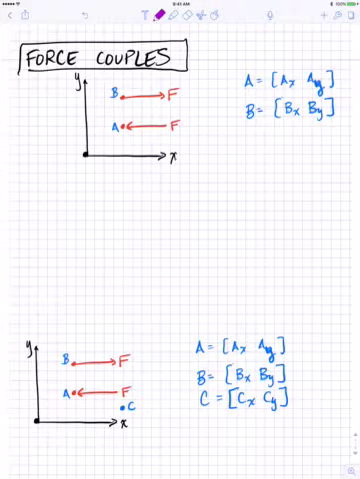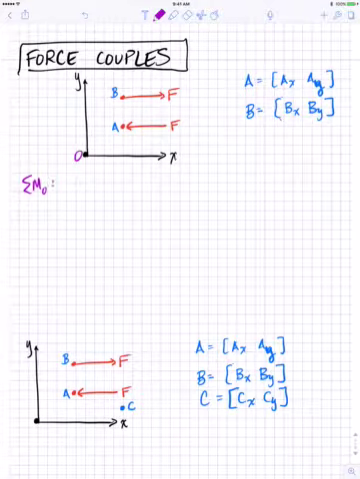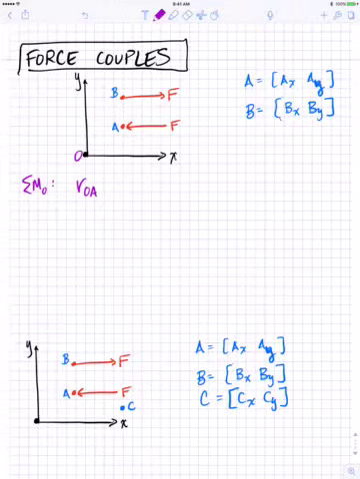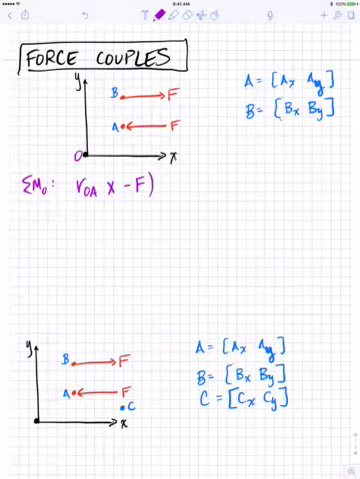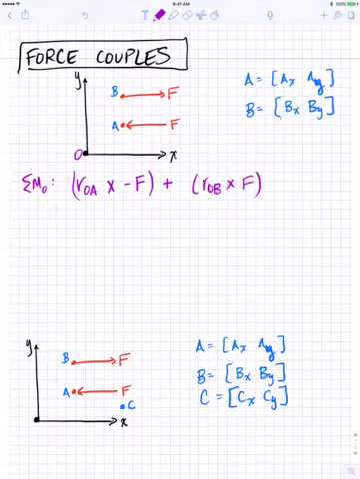I've defined here the coordinates of A and B on the right. Again, we can take the sum of the moments about O, the origin. Individually, we can calculate the contribution of the moment due to the force acting at A and add it to the contribution of the force acting at B, and then we'll know the total moment at O of this system. So that's ROA cross minus F plus ROB cross F, right?